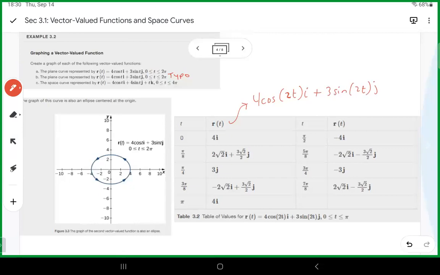All right. Good deal. You guys are rolling with it.